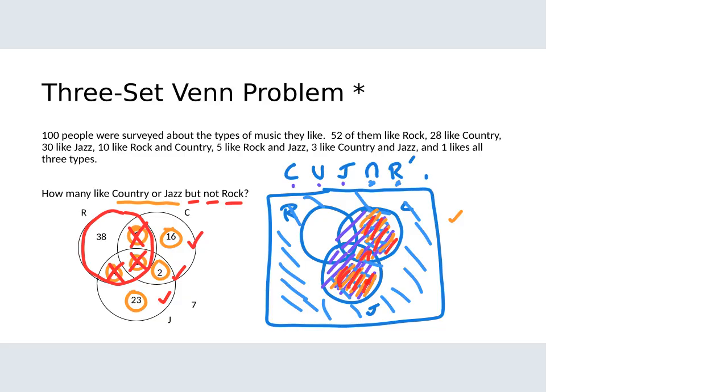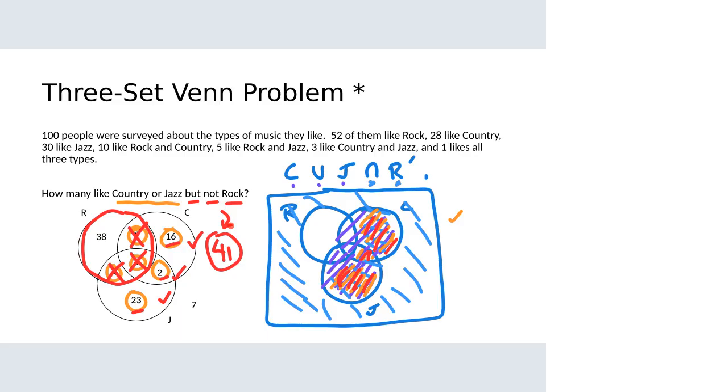I like the way that these two days work together. Finally, we'll answer the question here. 16 and 2, that's 18, and 23 is 41. How many like country or jazz but not rock? 41 of them do. Let me know if you have any questions on that. That's about as challenging as this can get. It has or and a complement in there, and we had to draw a 3-set picture.